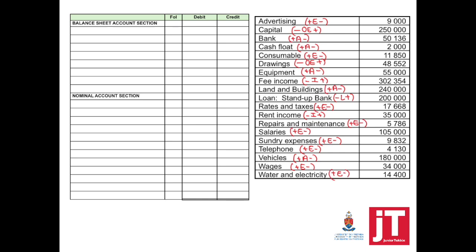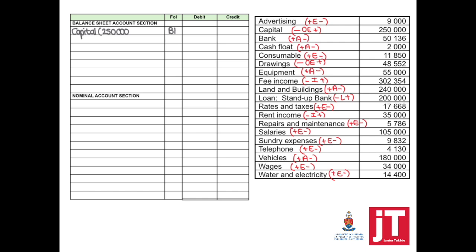Now, we need to sort that out. Which of those will go into the balance sheet account section and which will go into the nominal account section? So if you think back of the formats, what we've done to this point, we said the balance sheet account section will consist of your owner's equity, assets, and liabilities. So now we need to identify our owner's equity. And the first one is capital. And we're going to write that figure in brackets. Remember, it's the balances in the beginning.